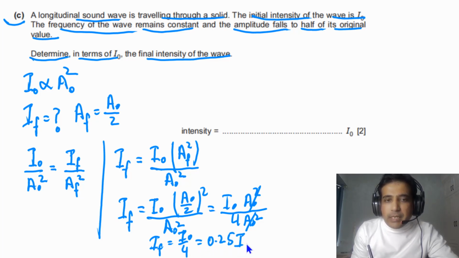So this is our final answer. So simply we can say this is equal to 0.25 of I naught. This is how you can approach. This is a very systematic approach.